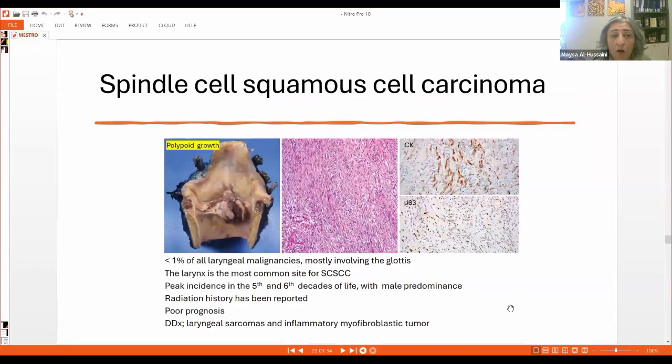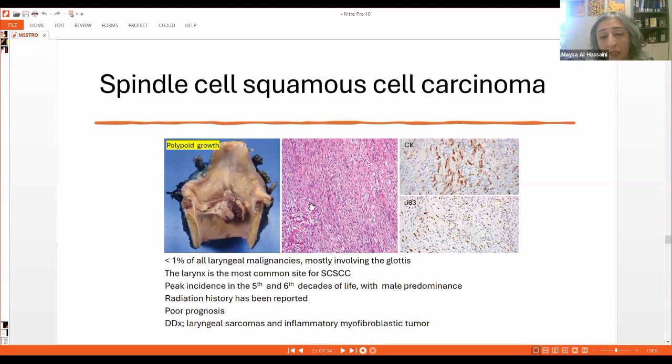Another tricky type of cancer, again aggressive and rare, but unfortunately frequently misinterpreted as sarcoma, is the spindle cell squamous cell carcinoma, or the metaplastic carcinoma, formerly known as carcinosarcoma. What does this imply? We have a carcinoma that differentiates along sarcoma lines, but the origin of the tumor is carcinoma. It usually occurs in middle-aged to elderly individuals. This type of carcinoma is associated with radiation history, and unfortunately, this is associated with poor prognosis.